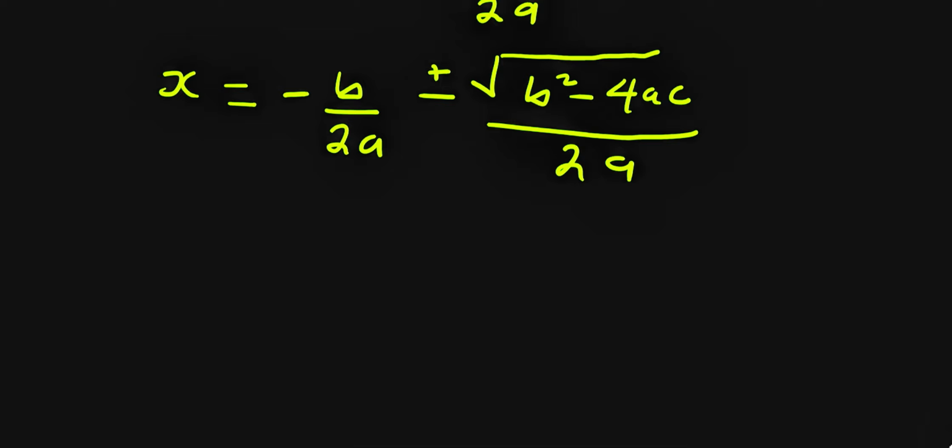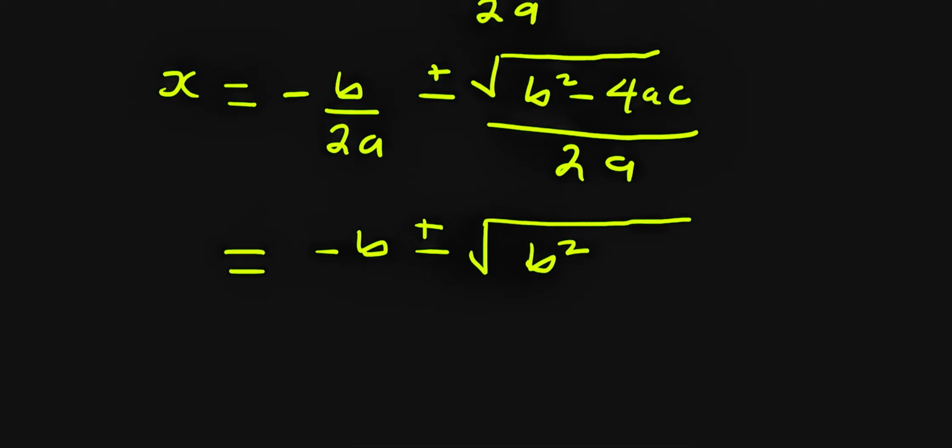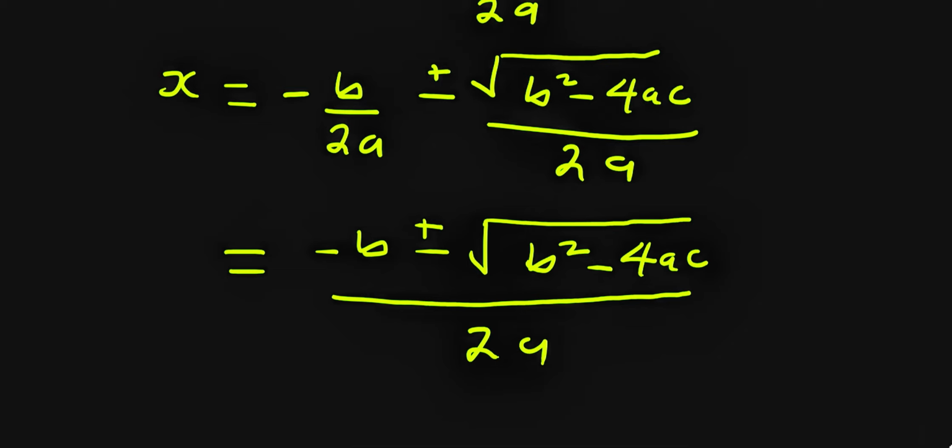So we're going to say that this is now equal to minus b plus or minus the root of b squared minus 4ac, and all of this is over 2a. And if you look at that, that is what we refer to as the quadratic formula.